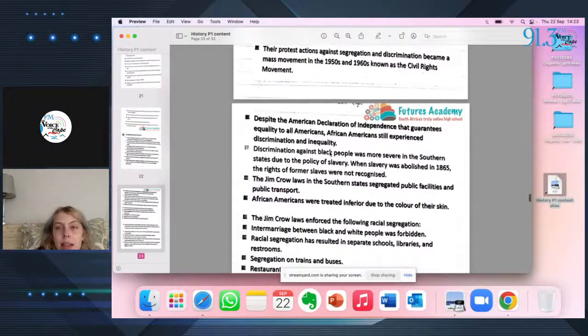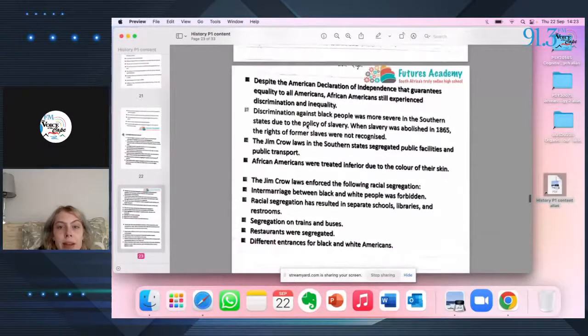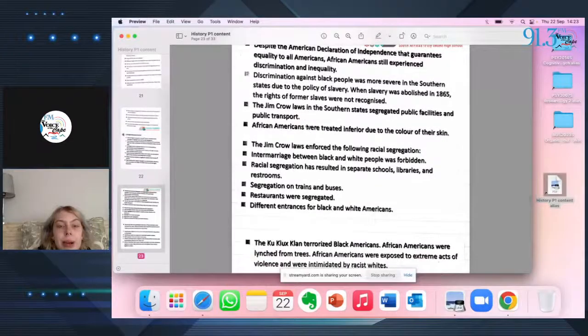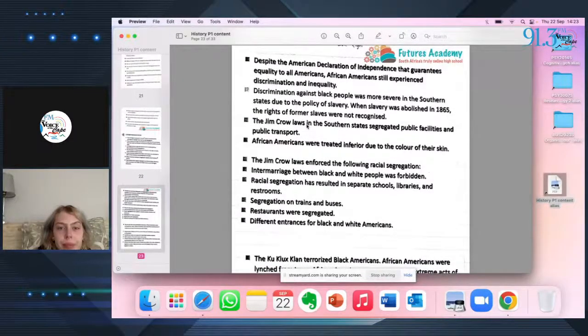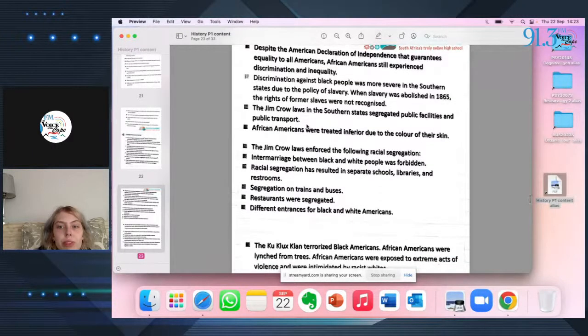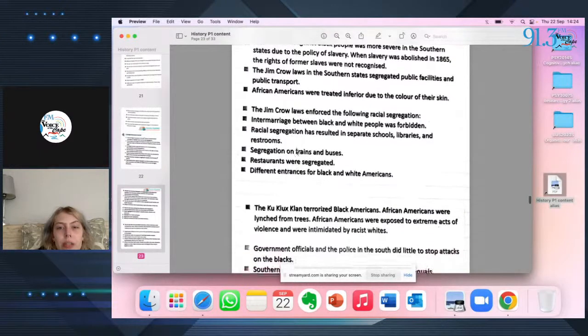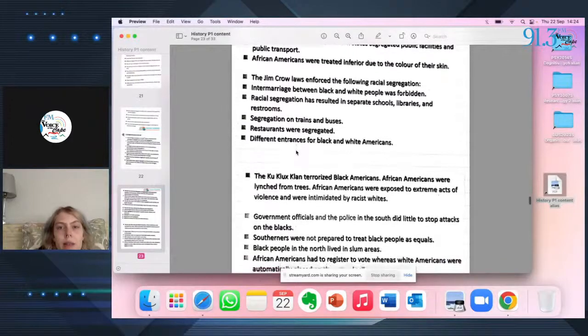Their protest actions against segregation and discrimination became a mass movement in the 1950s and 60s, known as the Civil Rights Movement. So despite the American Declaration of Independence, African Americans still experienced discrimination and inequality. Discrimination against Black people was more severe in the southern states due to the policy of slavery. When slavery was abolished in 1865, the rights of former slaves were not recognized. The Jim Crow laws in the southern states segregated public facilities and transport. African Americans were treated as inferior due to the color of their skin.